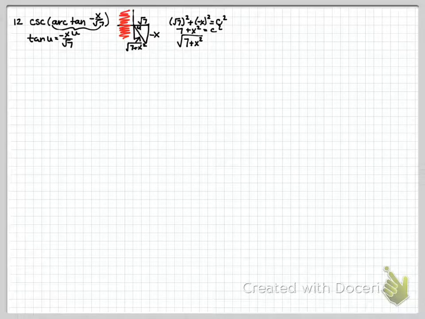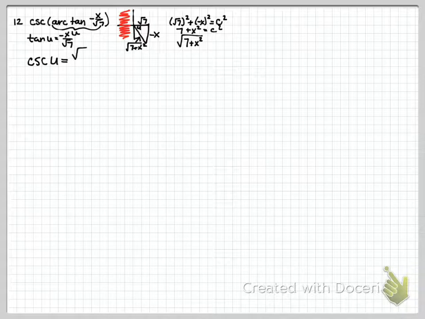Now we're looking for cosecant of this. Cosecant of u. Cosecant is the reciprocal for sine. So it's going to be hypotenuse over opposite side. Well, my hypotenuse is the square root of 7 plus x squared over my opposite side, which is negative x.